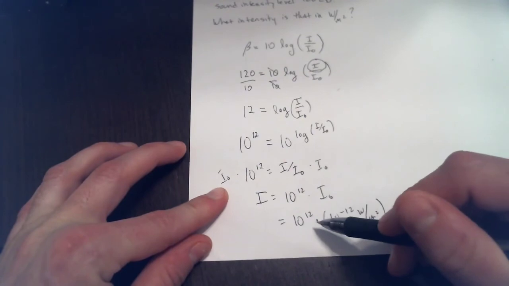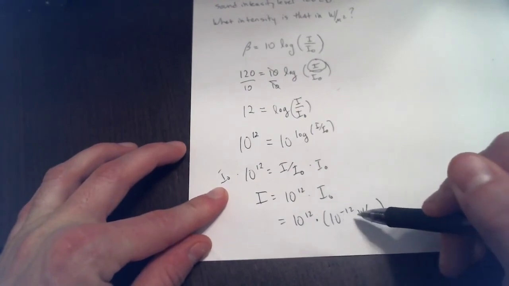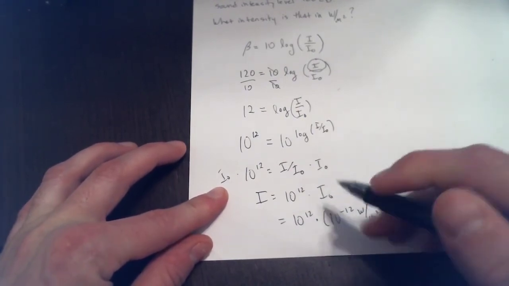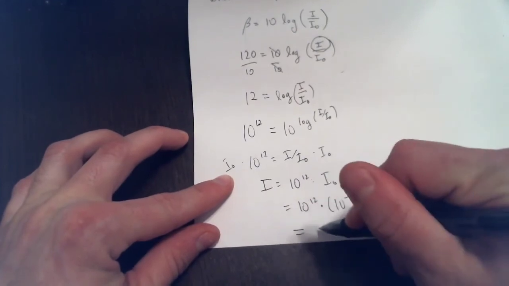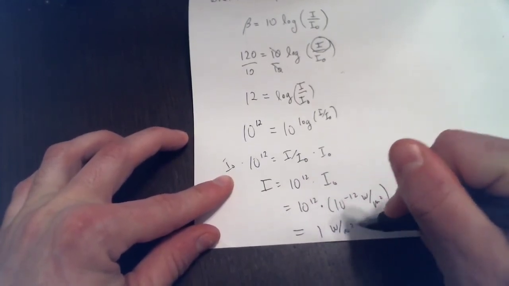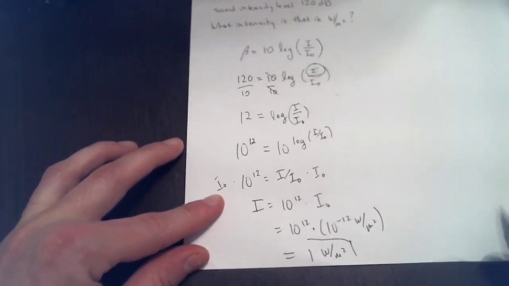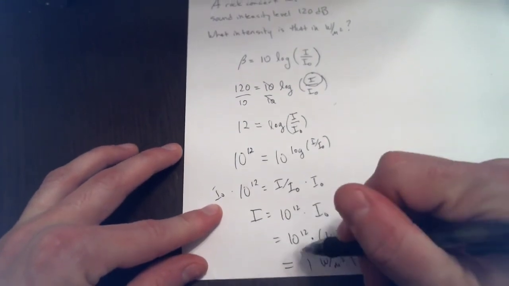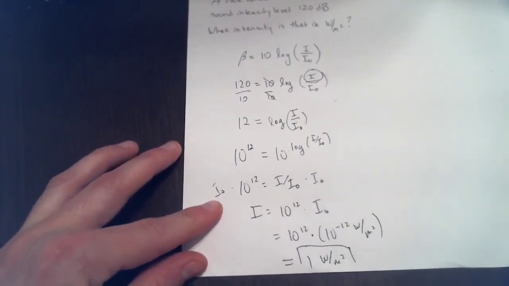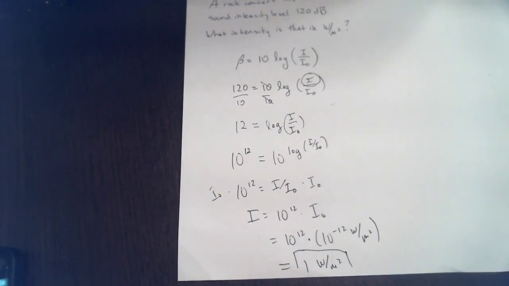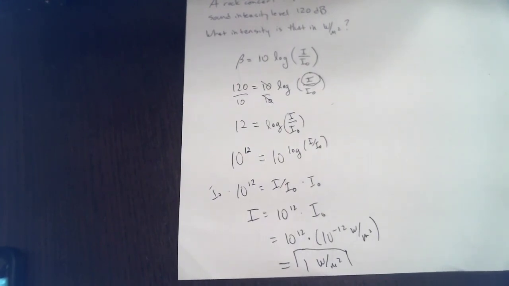Okay. So 10 to the 12 times 10 to the minus 12 is 10 to the 0. That's the same as 1. So we have 1 watt per square meter. That's your intensity. It doesn't seem like a large number, but that's an intensity in SI units that corresponds to a very, very, very loud thing.